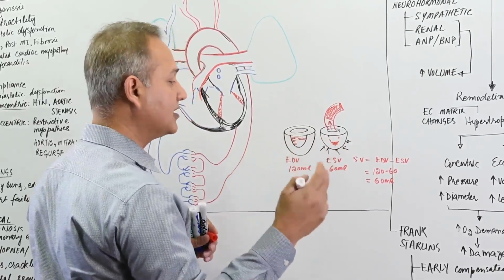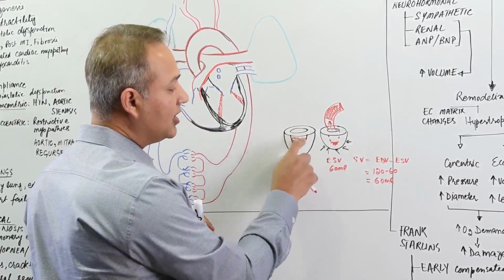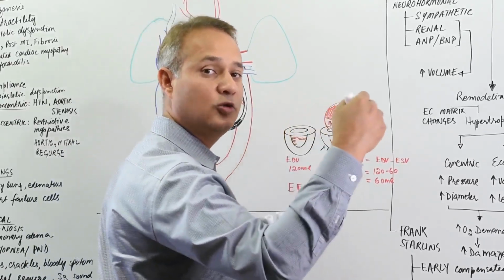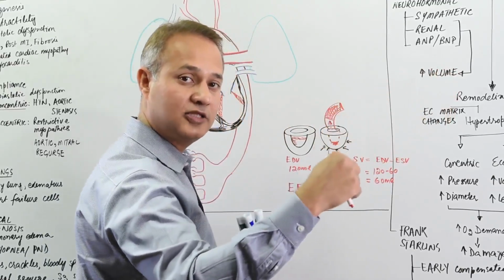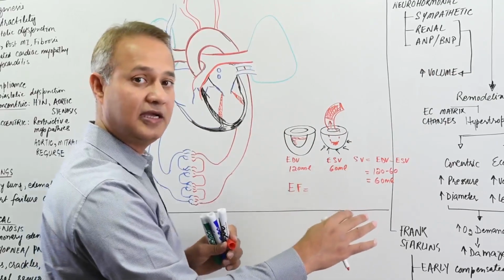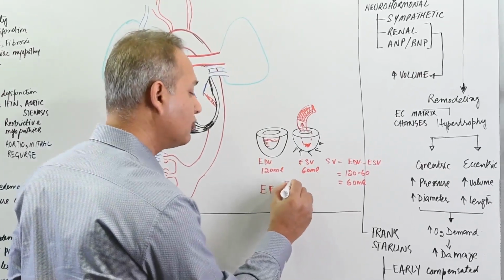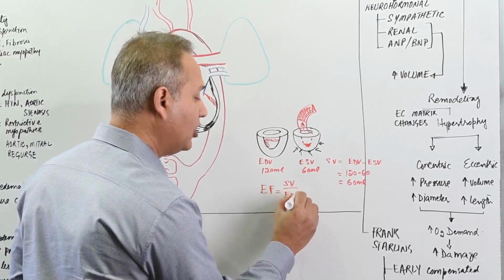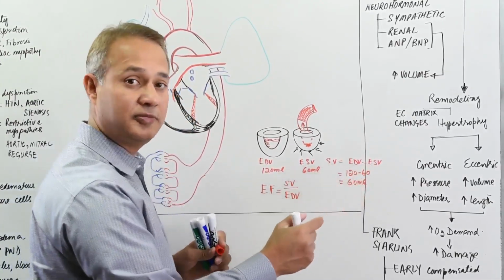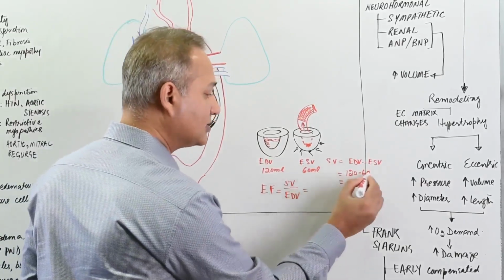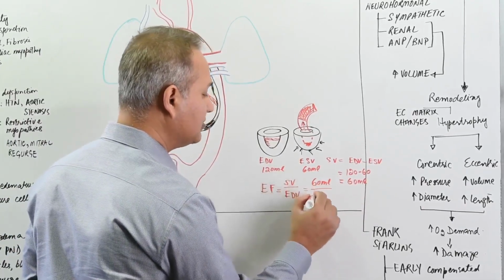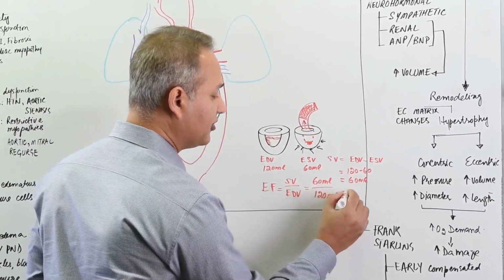So how do we know that percentage? What we need to know is the total blood that was present when the heart started squeezing, and the amount of blood that left. If you divide that by the total blood, that gives you the ejection fraction. So that means stroke volume divided by end diastolic volume. How do we get the stroke volume? We have end diastolic volume minus end systolic volume. So in this particular case, we put 60 milliliters divided by 120 milliliters, and that comes to 50%.